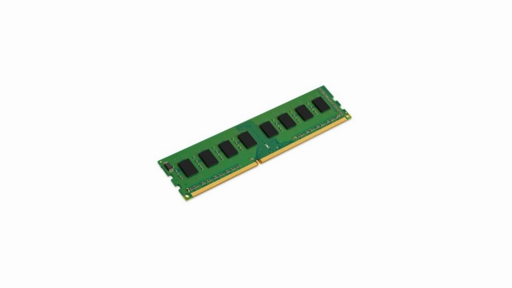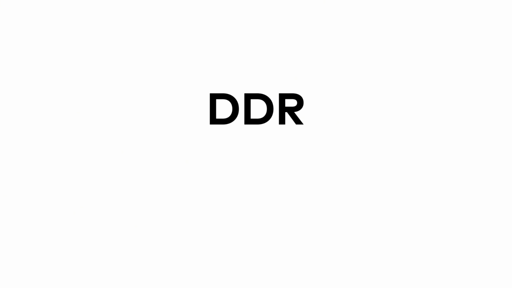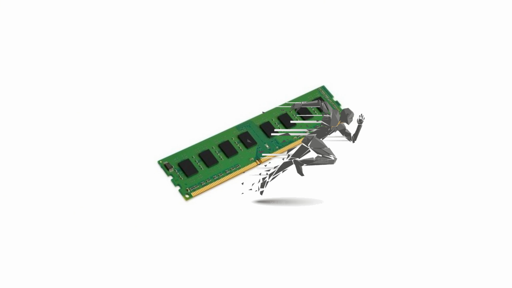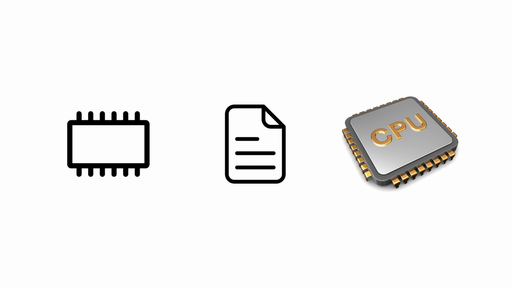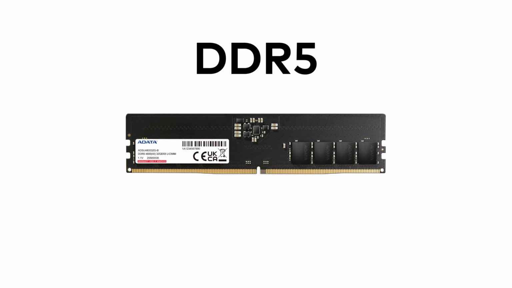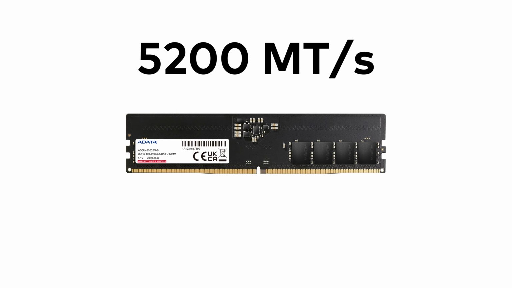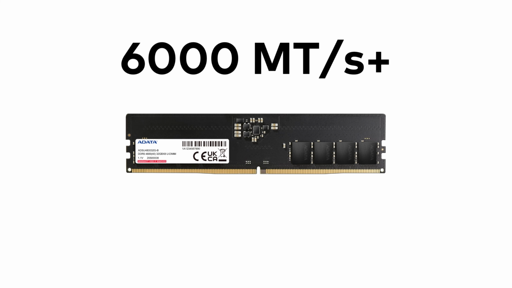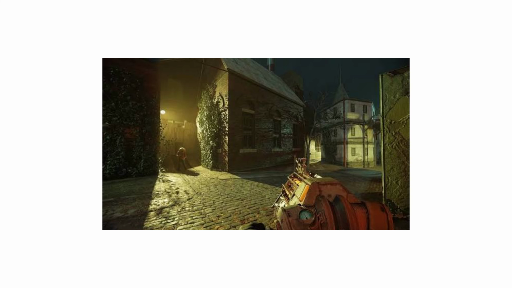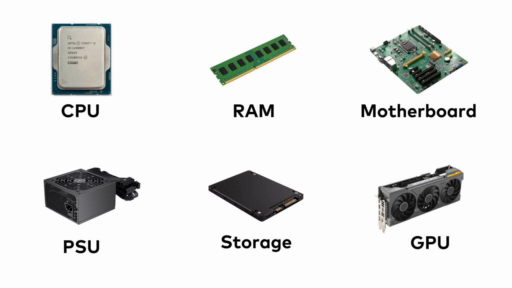RAM goes through generational updates. DDR stands for double data rate. RAM speed dictates how fast data can travel between the memory chips and the CPU. It is measured in megahertz or megatransfers per second. For instance, standard DDR5 RAM typically runs at speeds ranging from 5,200 megatransfers per second to 6,000 megatransfers per second plus. Faster speeds mean smoother performance in frame rate heavy video games and data heavy applications.